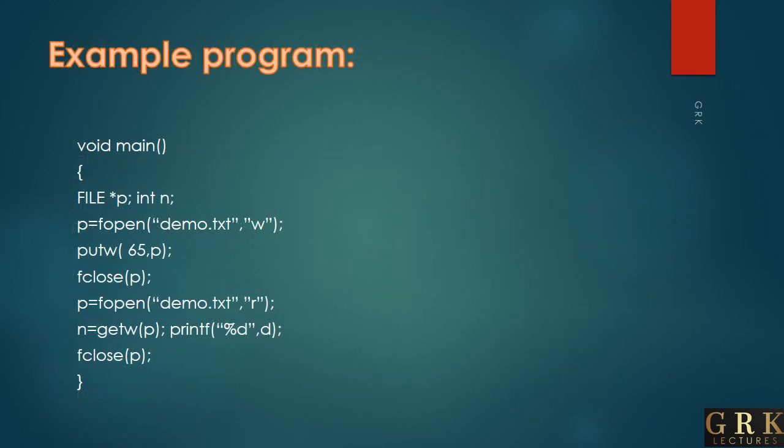This is a simple example program. You can copy this program as it is into the software you are following, Dev C++ or Visual Studio. In that software you can directly copy this program, execute it and observe the output. In this program we are writing only one integer value, that is 65, to the file, and reading that same value and printing it on the monitor as it is.